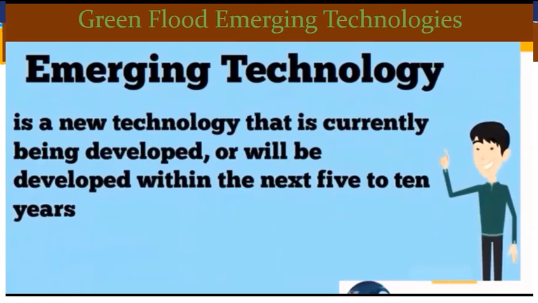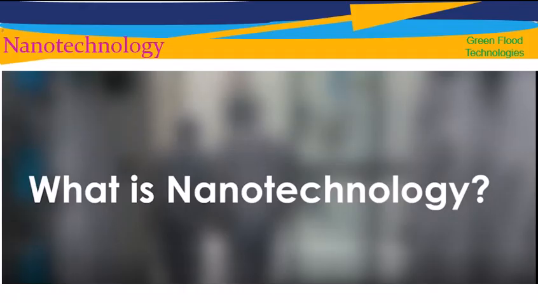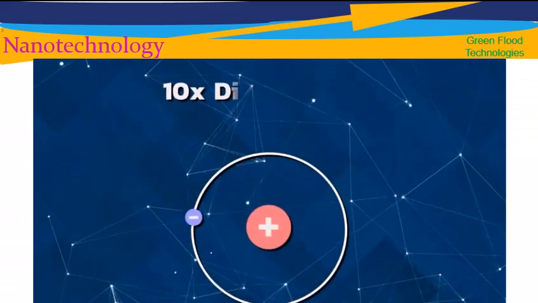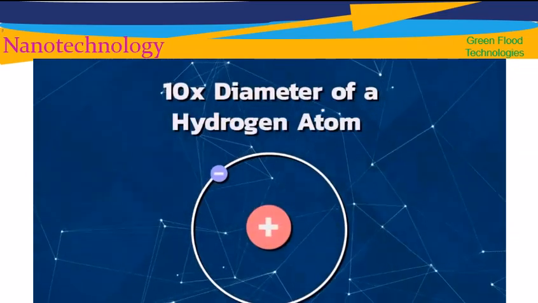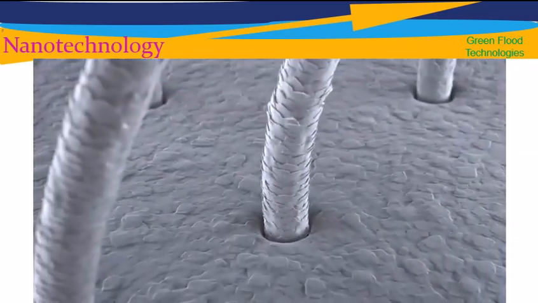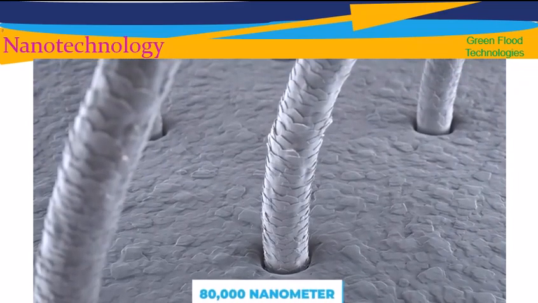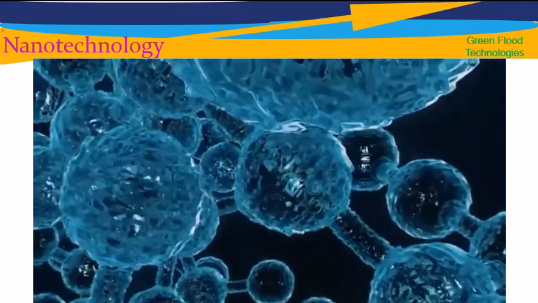Application and application areas of nanotechnology. What is nanotechnology? Nanotechnology is about looking at the world on such a tiny scale that we can not only see the atoms that make up everything around us, including ourselves, but we can manipulate and move these atoms around to create new things.